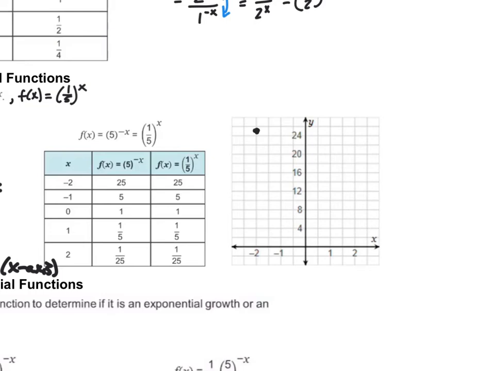If I plug in -1, that's going to give me 5. So it's going to be this point right here. If I plug in 0, I'm going to get 1. If I plug in 1, I get 1/5. And then 2, we get pretty darn close to the x-axis. So connect those with an exponential curve. And that's what we're looking for. And that's that graph. So not too bad.